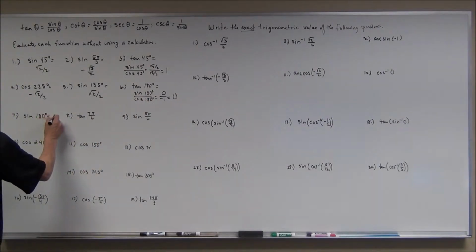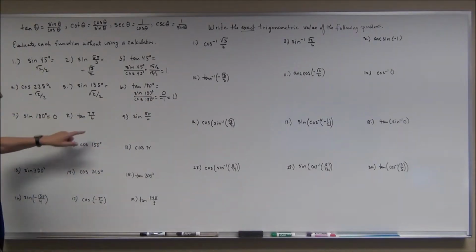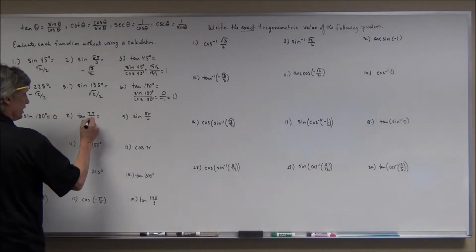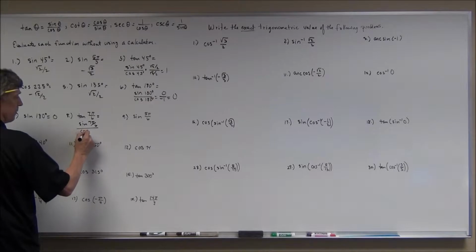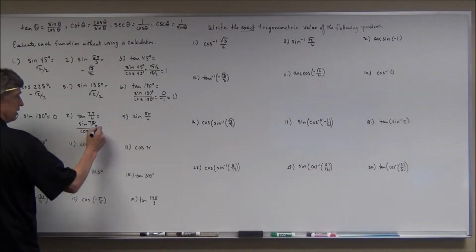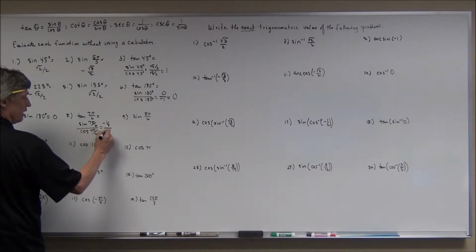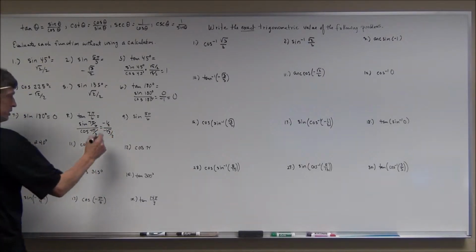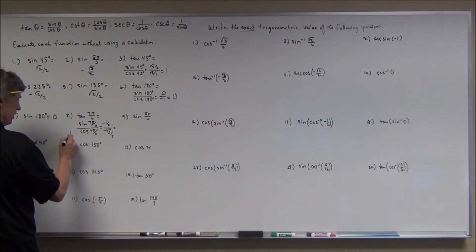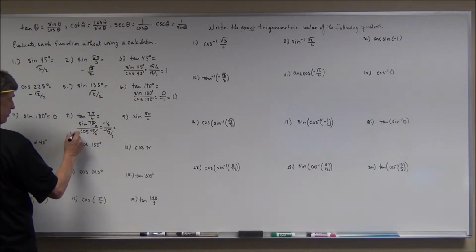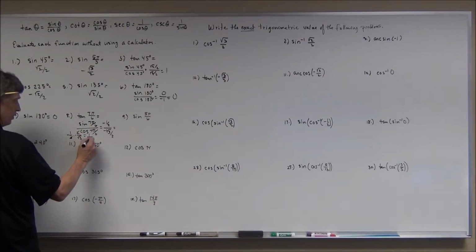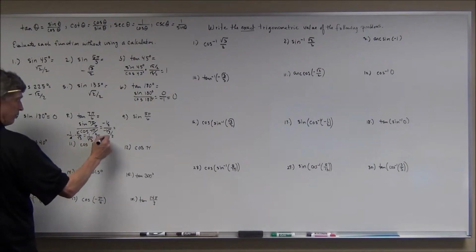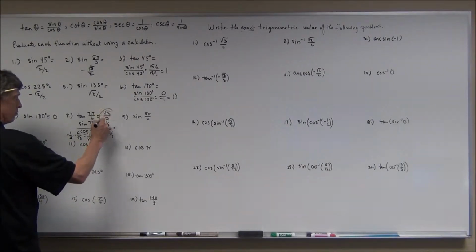That's 0. The tangent of 7 pi over 6, which is the same as 210 degrees, is equal to the sine of 7 pi over 6 over the cosine of 7 pi over 6. I hope I left myself enough space here. This is negative 1/2 over negative square root of 3 over 2, which is negative 1/2 times the reciprocal, which is negative 2 over the square root of 3. The 2's cancel, the negatives cancel. I end up with 1 over the square root of 3. You've got to rationalize your denominator by multiplying top and bottom by the square root of 3. This turns out to be the square root of 3 over 3.